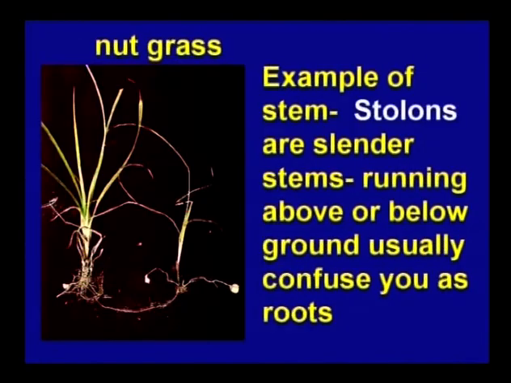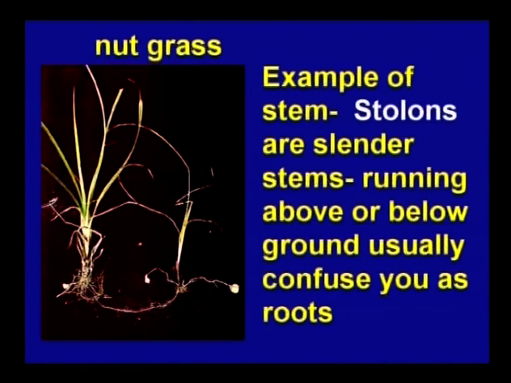All right, class, have a look here. This is an example of a stem which is called stolons. Stolons are slender. Another word for slender is narrow or thin. They are stems found especially in grasses, right? They run above or below the ground, and usually these stems confuse us as roots. Remember, stems are where buds and shoots arise. New plants grow from the stem. So that's an example of a stem which is called stolons.